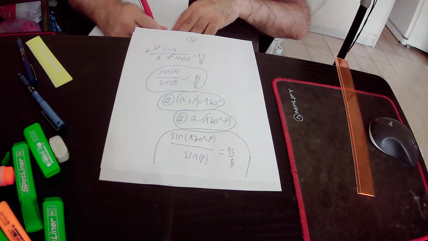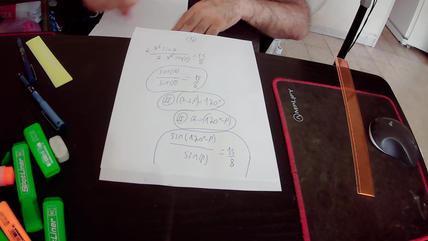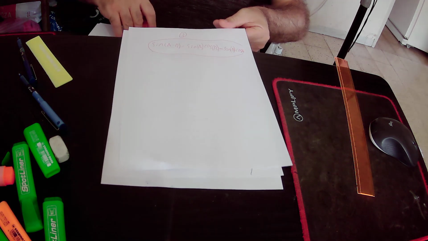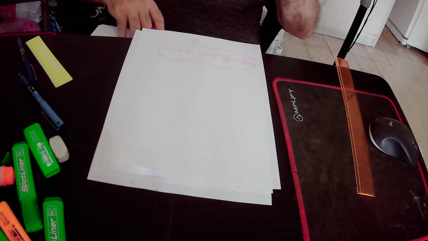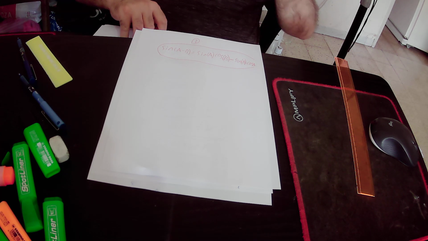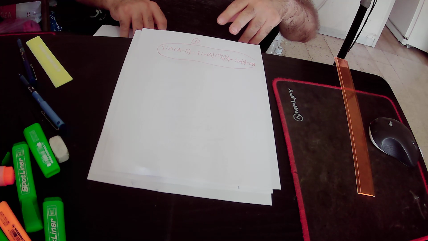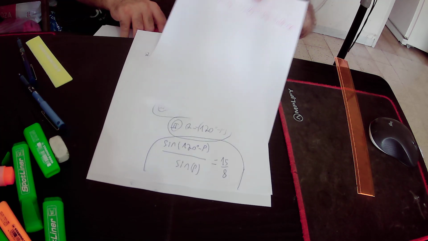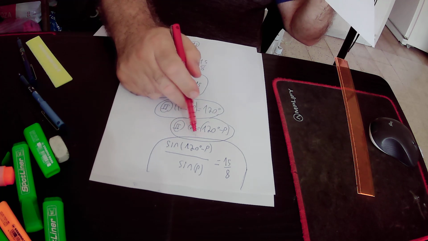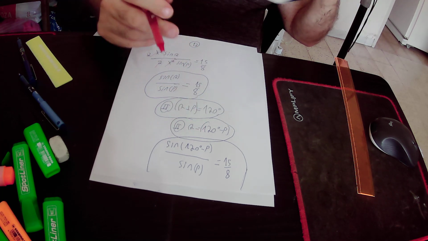Okay, so we have this trigonometric identity for sine a minus b. According to this trigonometric identity, sine a minus b equals to sine a cosine b minus sine b cosine a. So we will use this trigonometric identity in order to find the value of sine 120 degrees minus p.